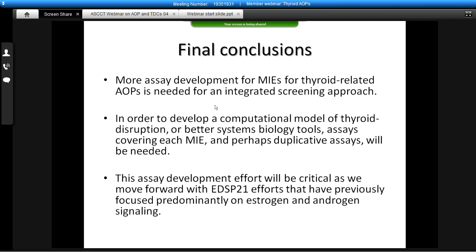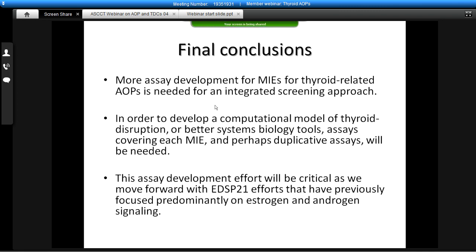So my final conclusions are that more assay development for molecular initiating events related to thyroid AOPs is needed for an integrated screening approach. If we'd like to develop a computational model of thyroid disruption or a better predictive systems biology tool like ToxPi, we would really need assays that cover each molecular initiating event because these events may occur independently of each other. They don't necessarily have any relationship with one another.